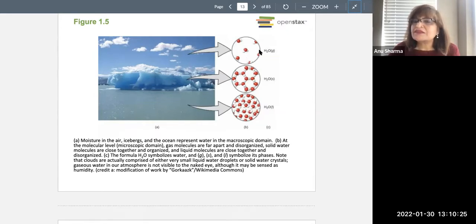But in gases, the particles are very far away. The molecules of water are very far away. So that tells us that in gases, there is less attraction between the particles. In solids, there is the most attraction.